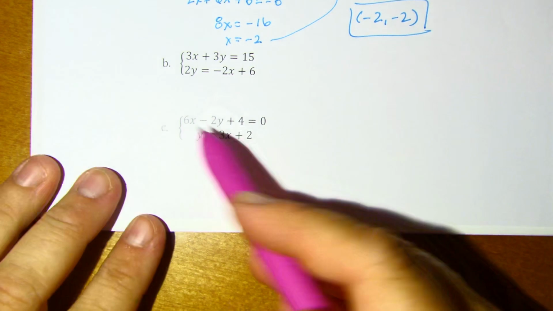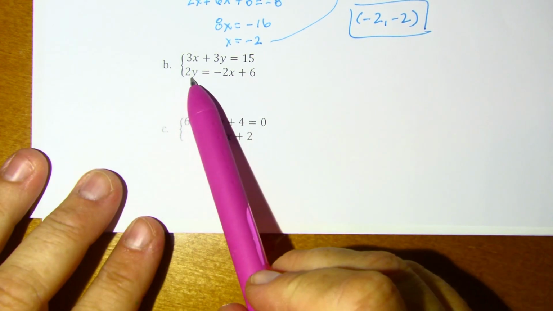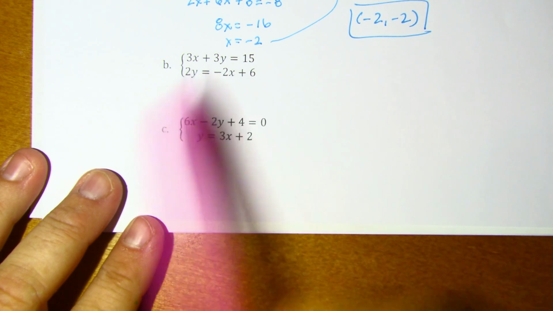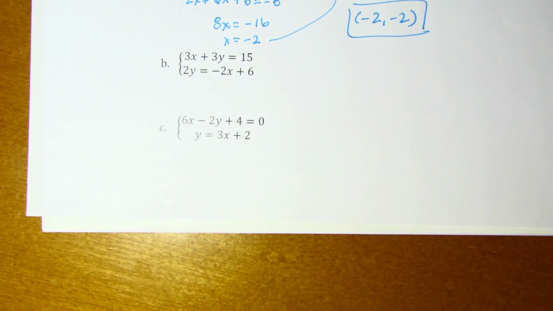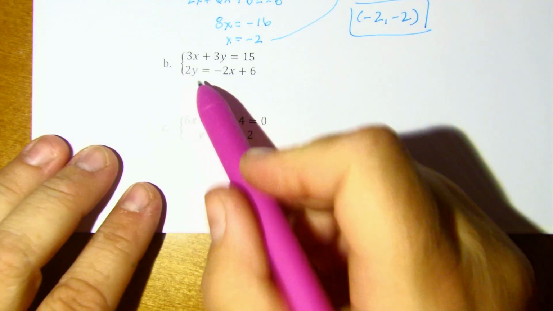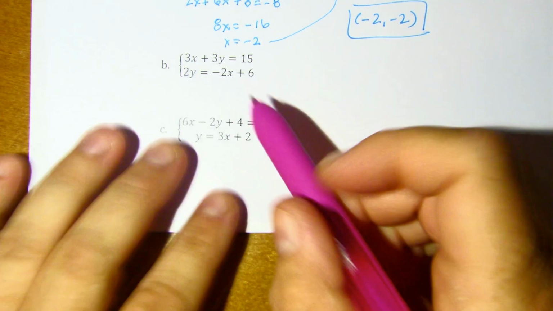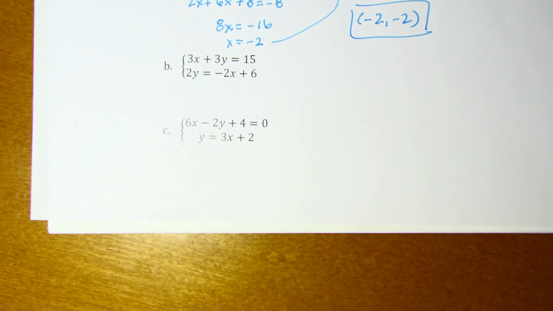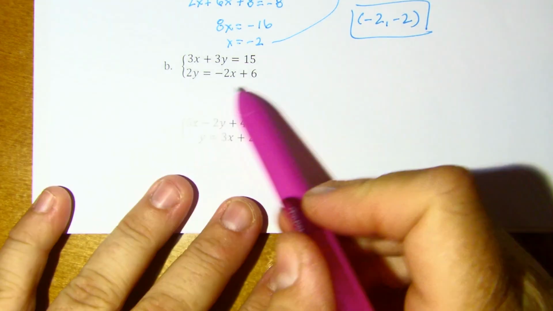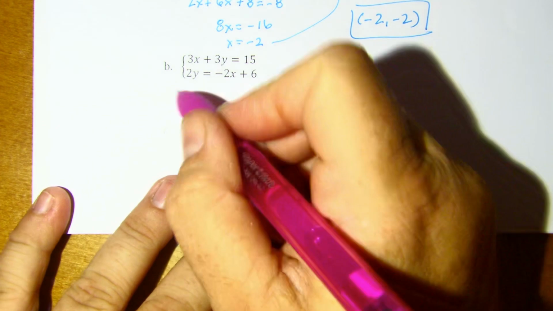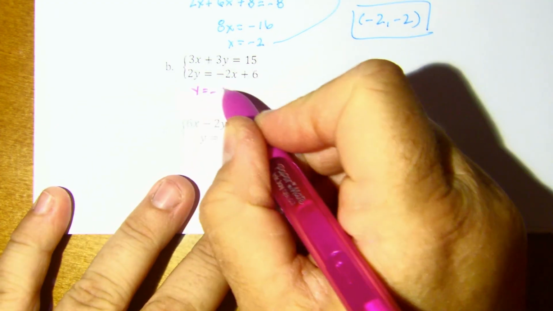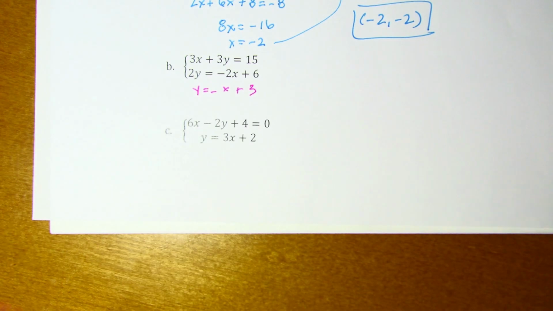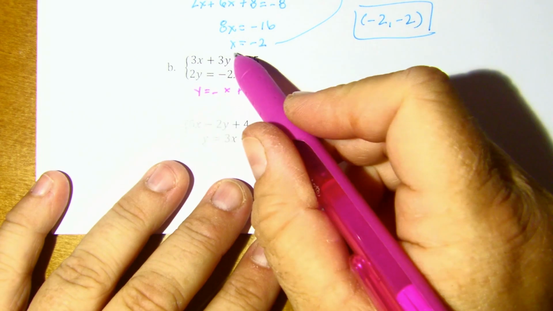Couple options here. First off, I notice here that if I divide this bottom equation by 2, then I have y by itself, and so that would be easy for substitution. Elimination would take a little bit more work, so I'm going to go ahead and use substitution here. I could also divide the whole top equation by 3 to make my numbers smaller. I'm not going to do that at this point. I'm just going to go ahead and divide the bottom equation by 2. So y equals negative x plus 3, and I'm plugging that in for y here.